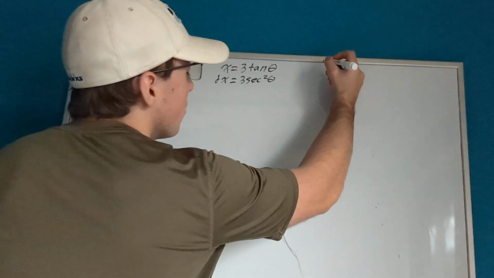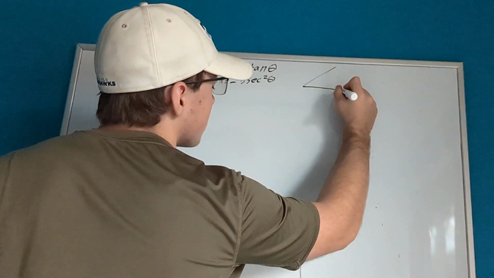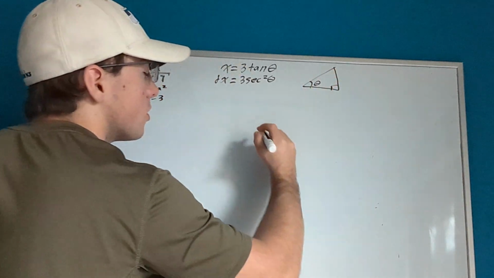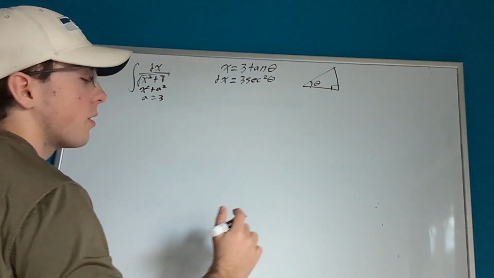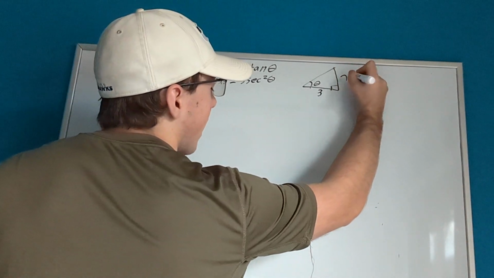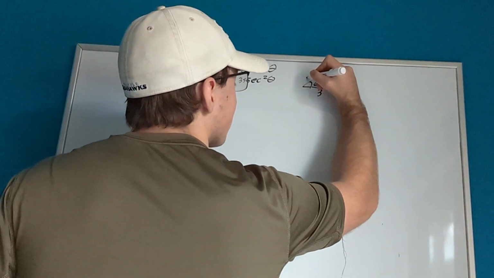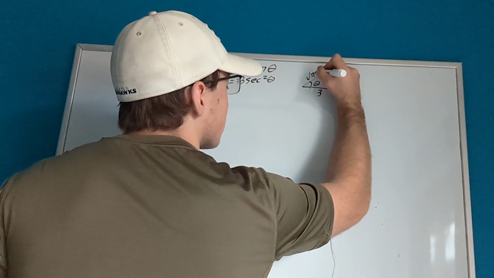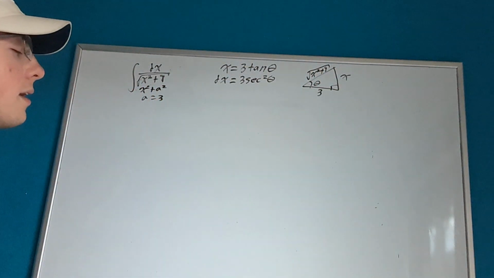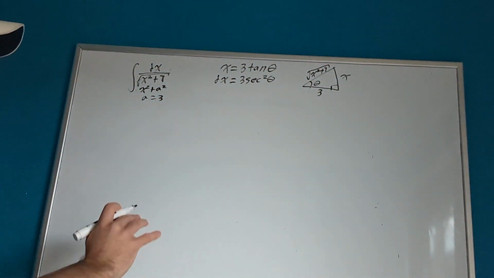Then we're going to draw a triangle. This won't help us out quite yet, but it will later, and we'll see. So we draw this. This is a right triangle. Down here we're going to have our a value, or 3. Here we have x, and here we have square root of x squared plus 9. So then, how do we want to go about doing this?